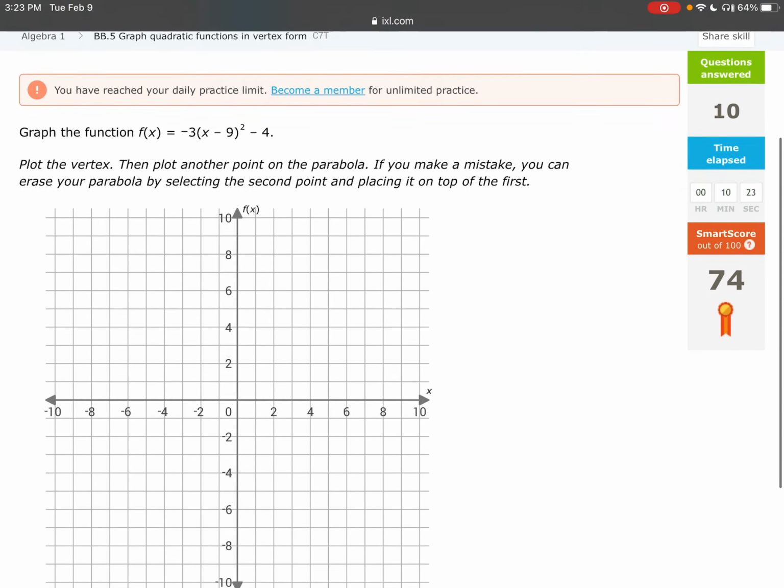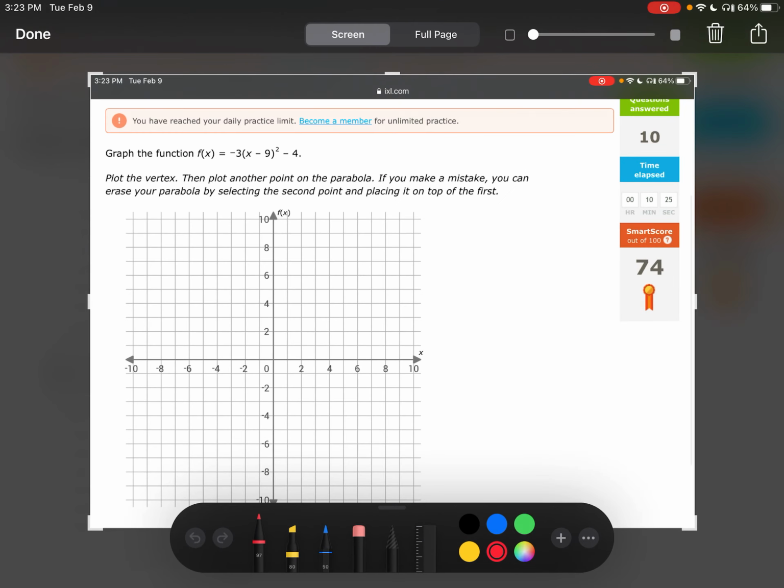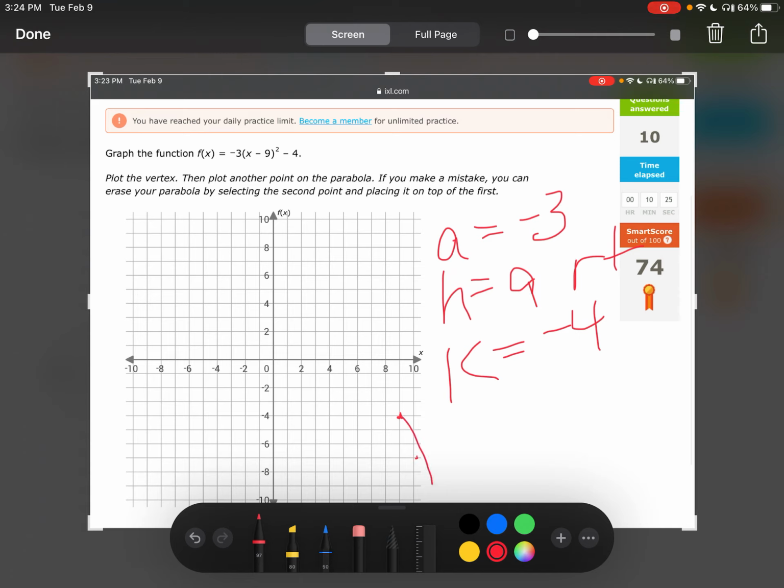Darn it. Notice here, it's not going to let me do this one, but I want to just talk about it because on this one, my H is positive. My A would be -3, my H would be 9, and my K would be -4. So I'm going to move from 0, 0 to the right 9, down 4, and then when I count my A, I'm going to step to the right and count down 1, 2, 3, right there. So it would look like that.